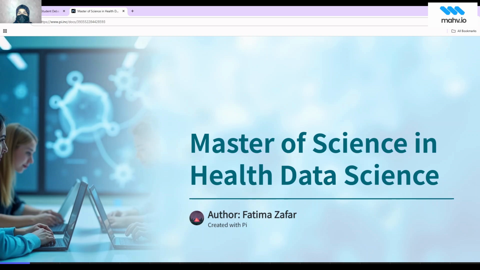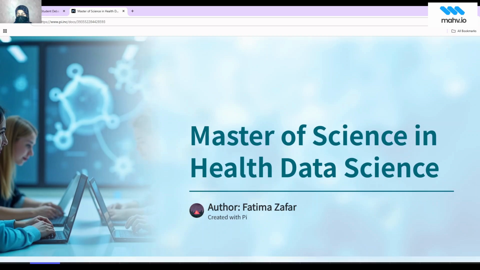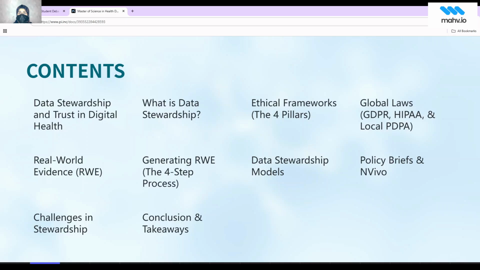Today, we will proceed to the next topic of our chapter, that is 2.4.7, Data Stewardship and Trust in Digital Health. And these are the contents that we will cover: what is data stewardship, ethical framework, global laws, real world evidence, generating real world evidence, data stewardship models, challenges, conclusions, and the policy brief. That software is discussed in the next lecture.